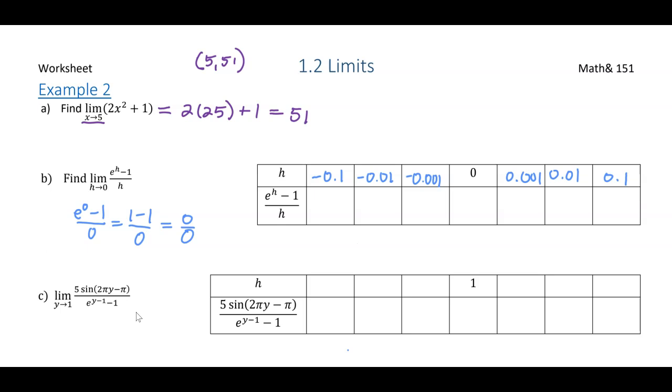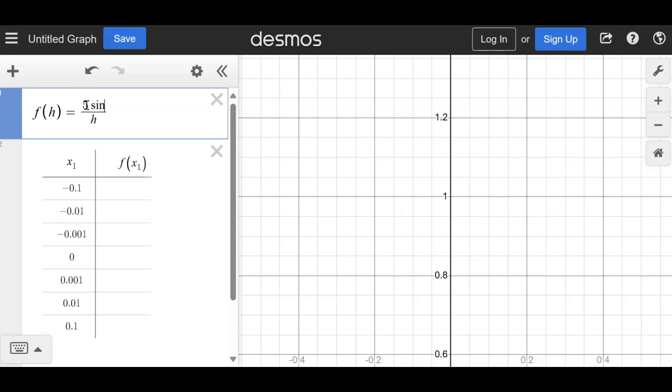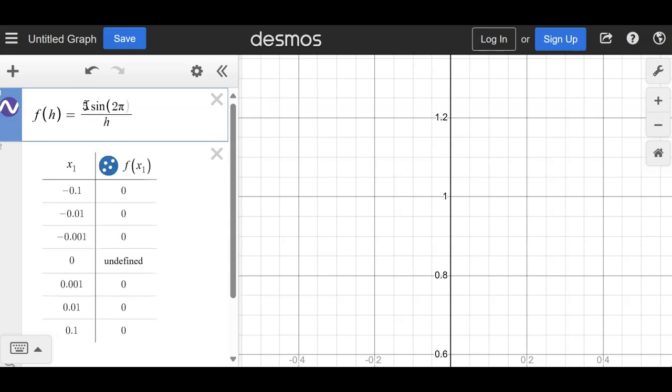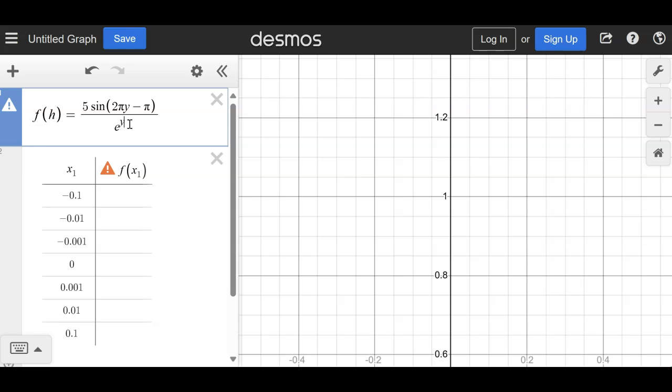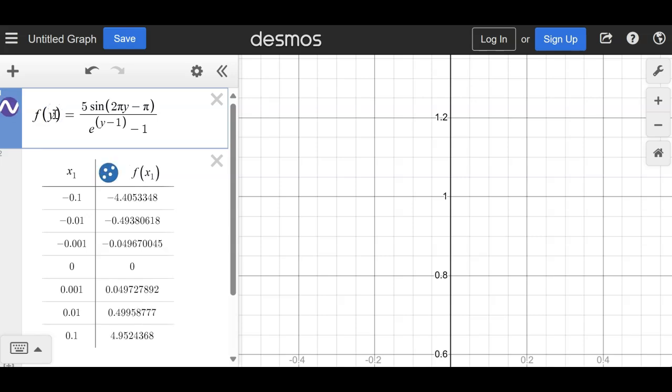I'm just going to do the same thing. I'm going to go plug this new formula into Desmos and explore what's going on. So up here, I'll change this to 5 sine 2 pi. To get the pi, you can just type pi, y minus pi. And then in the denominator, I have e to the y minus 1. Oh, and it's not going to like that. Hold on. Use a parenthesis. Minus 1. There we go. Minus 1. And I've made it unhappy. One thing is that I've changed my variable to y. And that fixed it. Excellent.